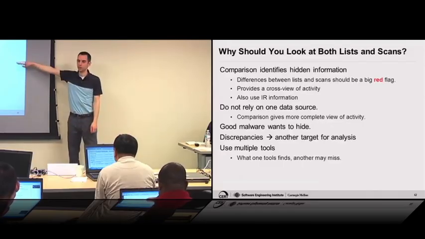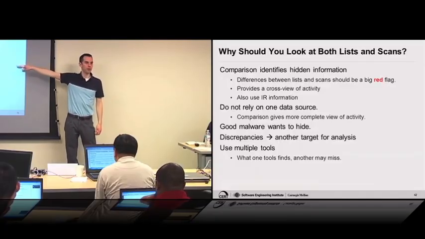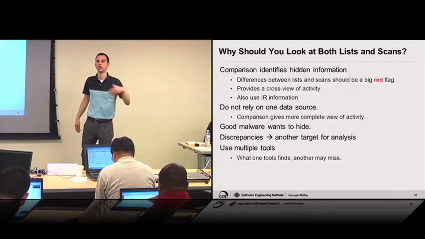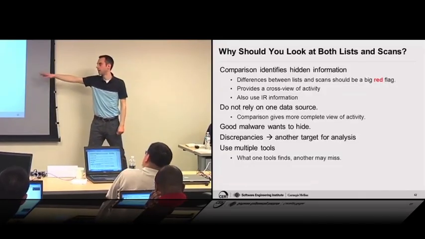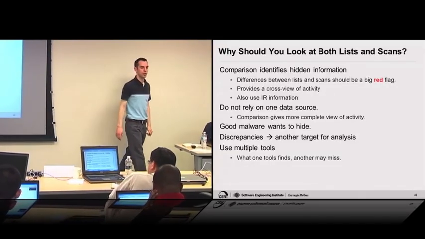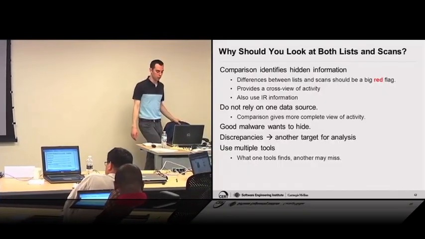This is important because you're doing another comparison. You're not relying on one data source. You're looking at multiple different data sources. Malware wants to hide, so a discrepancy gives you another target to look for.